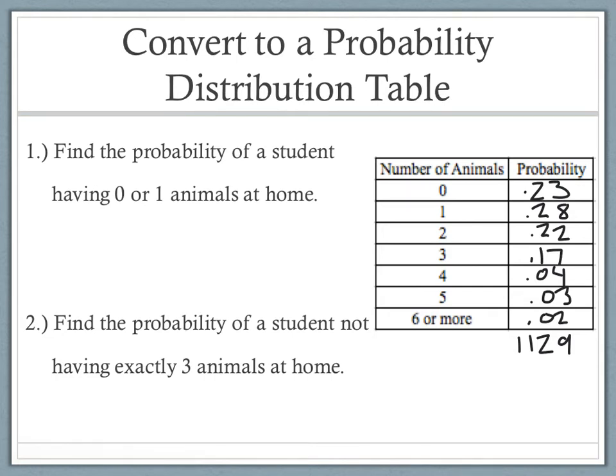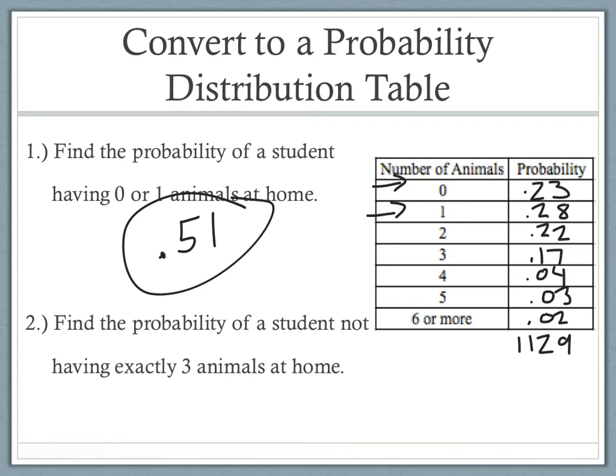Now that I've done that, I'm going to use it to help me with these answers. Find the probability of a student having 0 or 1 animal at home. I want both of those, so I can just add those probabilities. 0.23 plus 0.28 is going to be 0.51. That's my answer. It's a little bit different than what we did on the last slide, but we're just using our probability table now.